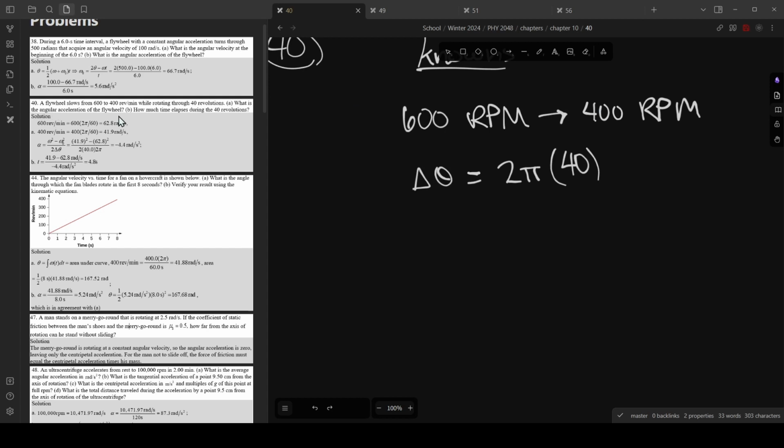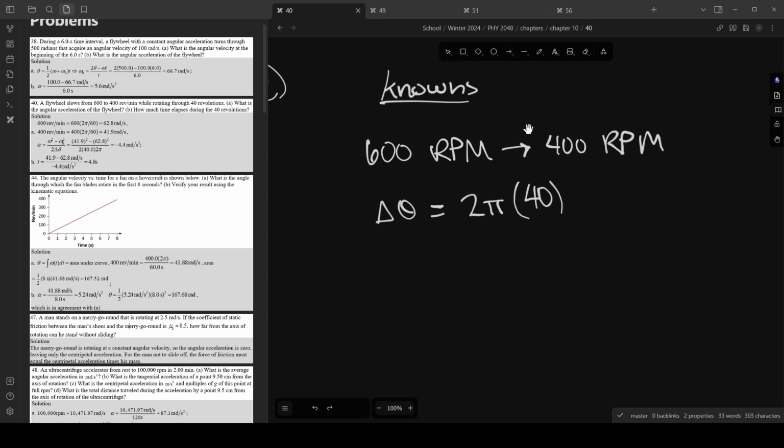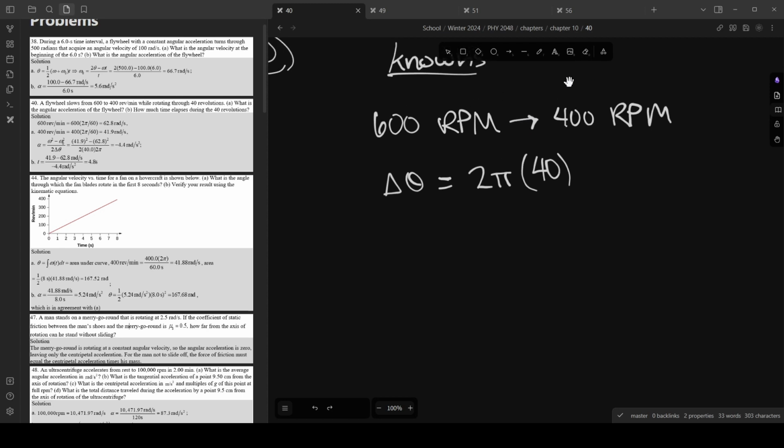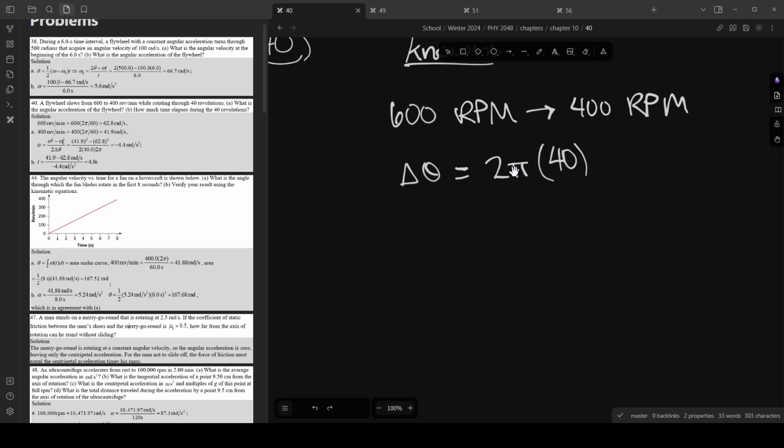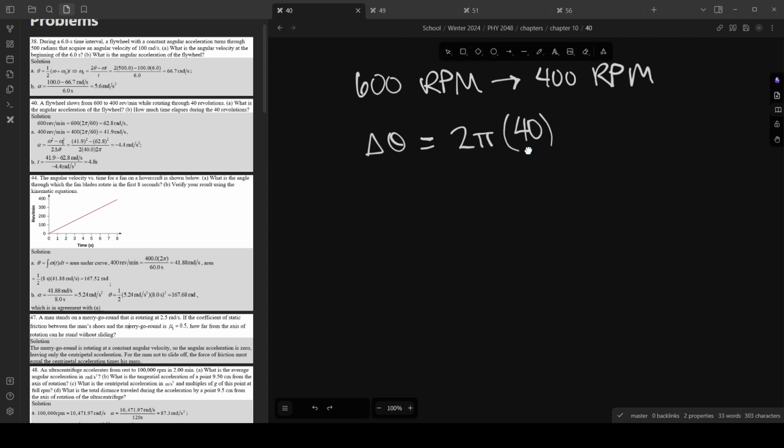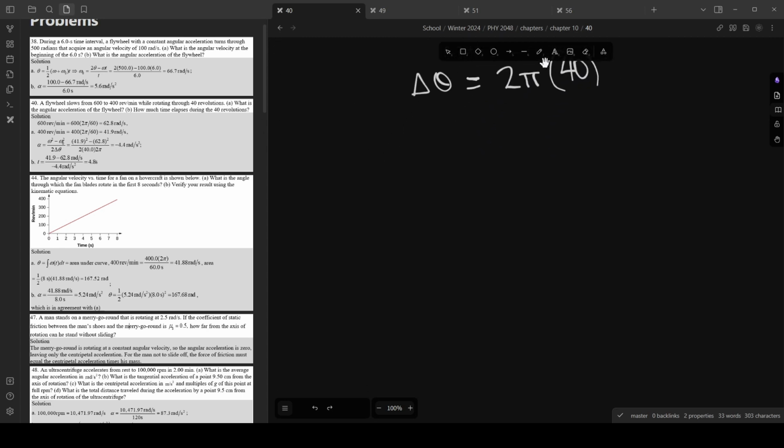It says a flywheel slows from 600 to 400 revolutions per minute while rotating through 40 revolutions. What is the angular acceleration of the flywheel? How much time elapses during the 40 revolutions? So it says revs per minute, so we write RPM as units. Rotating through 40 revolutions, so it's using revolutions this time. And so that means we have to multiply 40 by 2 pi, because one revolution is 2 pi radians.